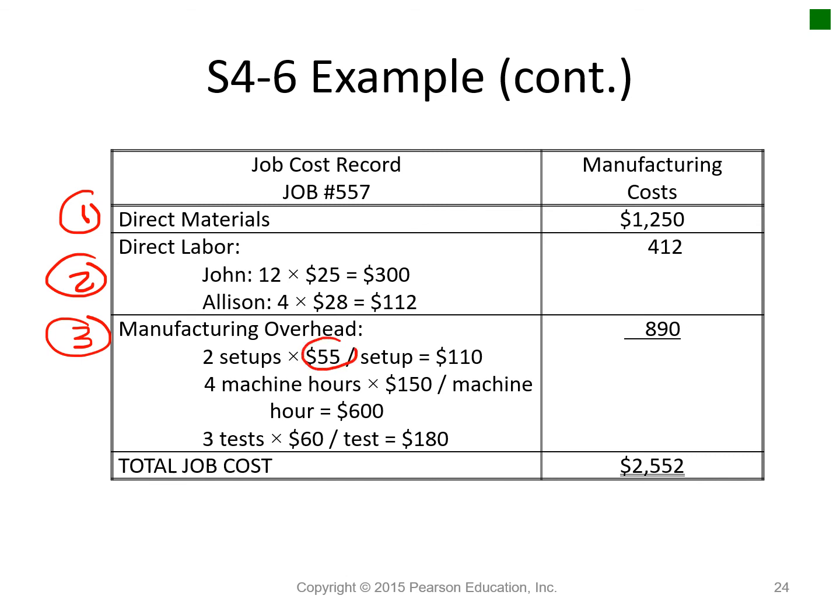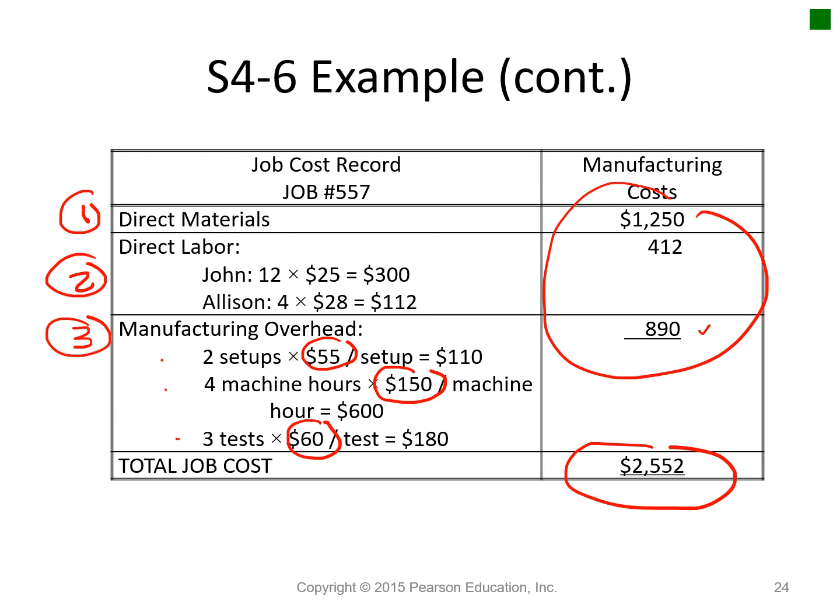So you got the $55, the $150 per machine hour, and the $60 for the quality control test. Those are your 3 rates. You're multiplying these by the individual activities on the job. You add those together, you get a total of $890. You then add up all your 3 product costs. You would basically say that this job would cost right at $2,552.